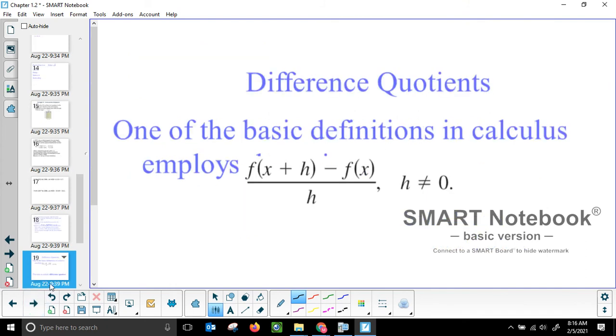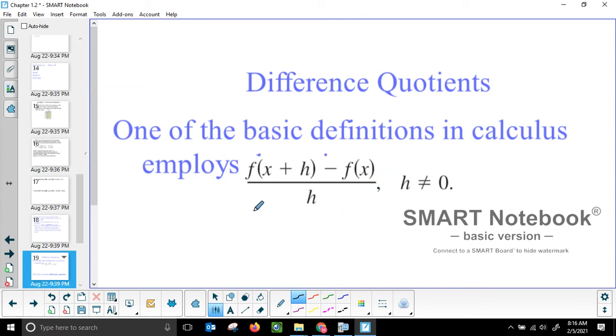All right, this is really the last major thing that I want to get to. This is called difference quotients. Although there are many different difference quotients, this is by far the most important one that you will ever see. This becomes very important in calculus.